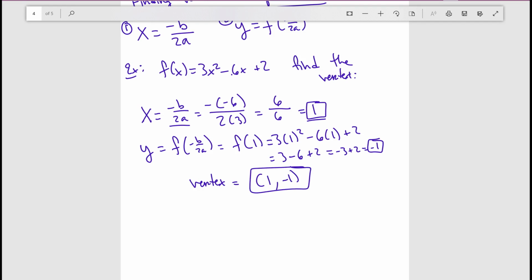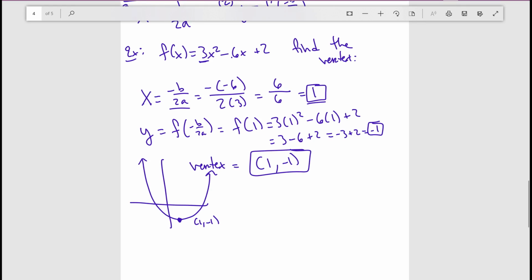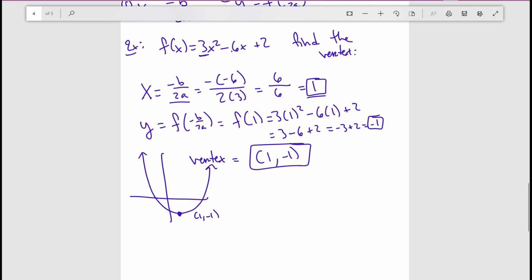Okay, so my vertex is going to be equal to 1 comma negative 1. Okay, so that's where it reaches its lowest point, because if you look here, a is positive. So when I graph it, it's going to look something like that. And here is going to be 1 comma negative 1. Okay, that's my lowest point. So it's going to be a happy parabola. It's going to look something like this. Okay, so that is one step that we can do to find the vertex. Okay, so to find the vertex, very, very simple.